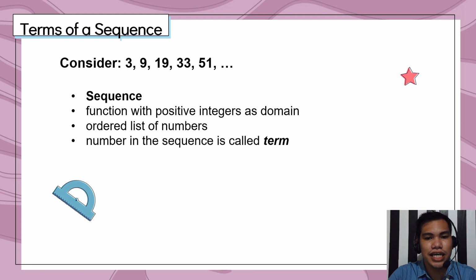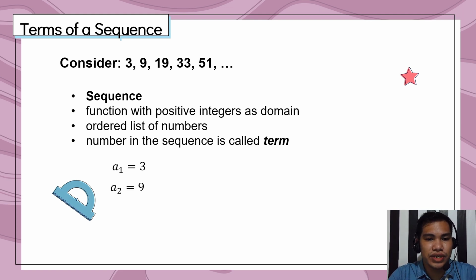And then, each number in our sequence is called a term. Meaning, kada usa ka number nga naa diha, si 3, term na siya. Si 9, term na siya. Si 19, term na siya. And so on. So, we have there, our a sub 1 is equal to 3. Meaning, sa a sub 1, that is our first term. So, klaro man siguro sa atong sequence, si 3 man ang gauna. So, that is our first term.